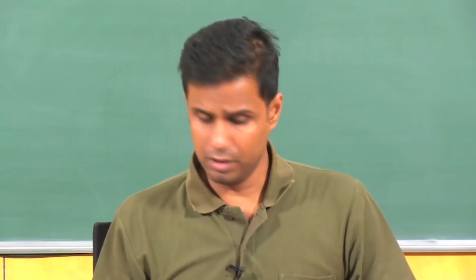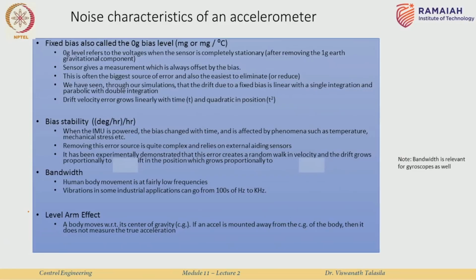So, the same thing with the accelerometers as well. You have a fixed bias, you are doing a double integration, and the drift grows really large. We have seen that it grows linearly with single integration, and the position grows as a quadratic term, that parabolic shape. The bias stability is similar to the angle random walk. The behavior is very similar, and the drift, when you do the single integration, grows as a power of t^(3/2). You do a double integration, it grows as t^(5/2), whereas the other one was linear and quadratic. This grows at these rates.